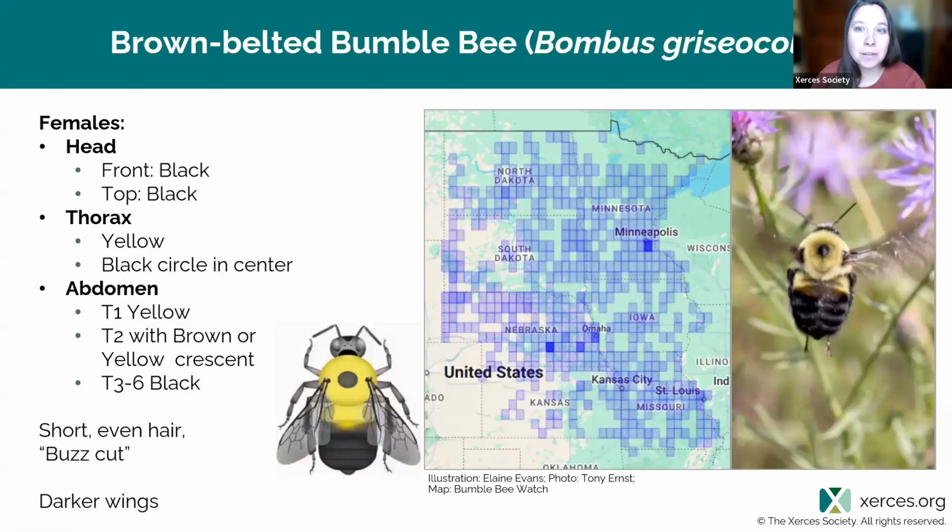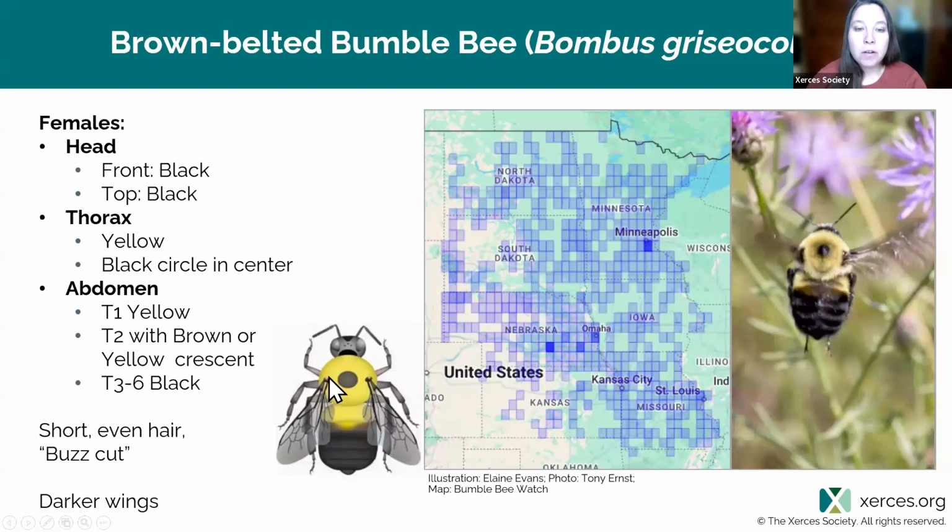Right, moving on to our next species, the brown-belted bumblebee, Bombus griseocollis. This is another widespread species that you will see very frequently in the Midwestern United States. It's called the brown-belted bumblebee because it has a brown belt or crescent on T2. So working backwards from the abdomen to the head, this bee has a mostly black abdomen. It has yellow on T1, and then T2 has that crescent of reddish orange, brown or golden brown hairs. So they can be quite variable in the color.